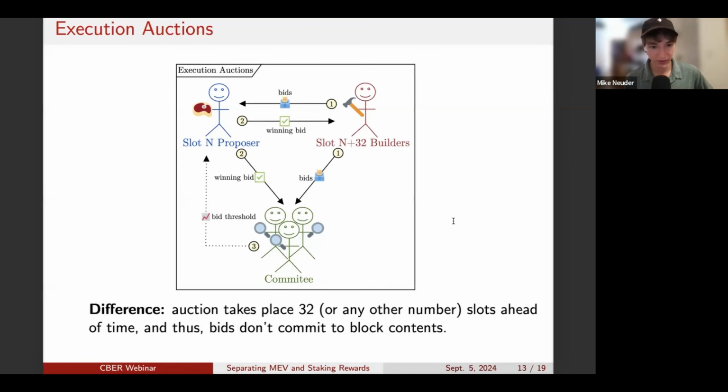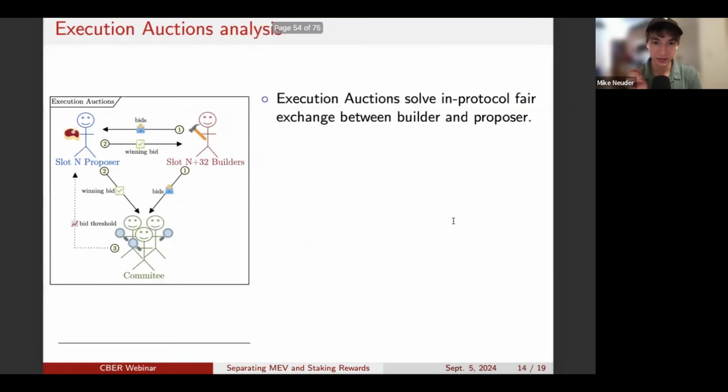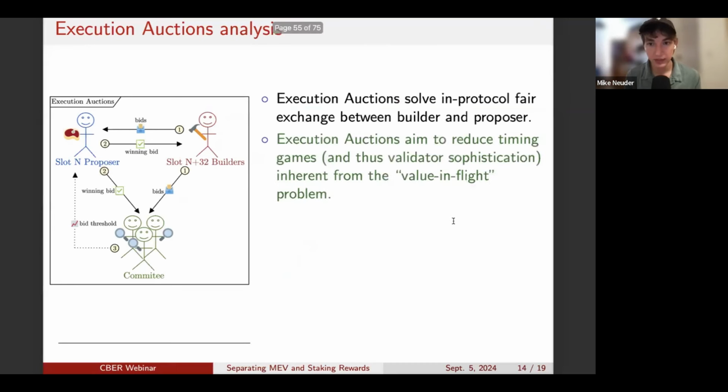So just to hammer home the difference, the auction takes place 32, again, another parameter, could be any other number of slots ahead of time. And the bids do not commit to the block contents. So, okay, this seems kind of weird. Like, what are we doing? We're moving the timing around. And from the high level, this is doing the exact same thing that we were doing before. We're allowing an in-protocol fair exchange between the proposer and builders.